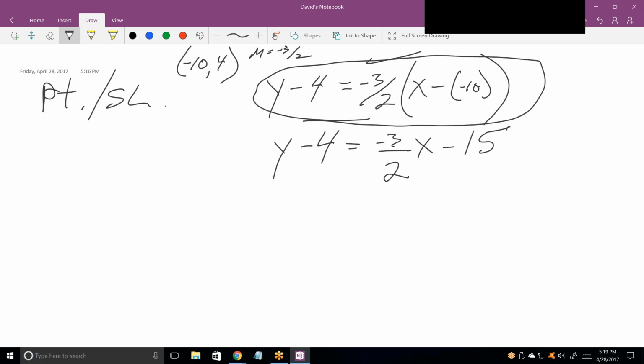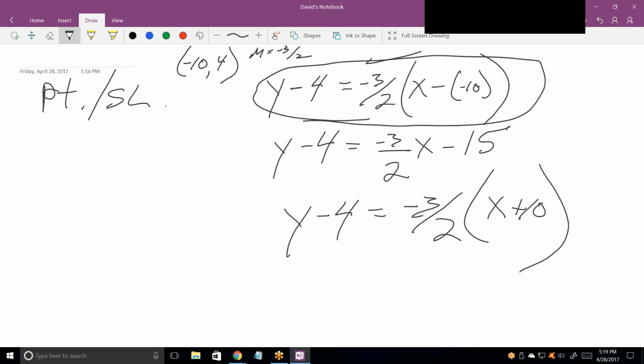Well, you'd want to make it x plus 10. You wouldn't want to leave the x minus a minus. But do you want to distribute the x? I don't think you want to. I think if they said give it to me in point slope, this is what I would give them. No need to do anything more. Because when you do point slope, this is the format you get. There's no need to change it. So the answer is y minus 4 equals negative 3 over 2 times x plus 10. Correct.